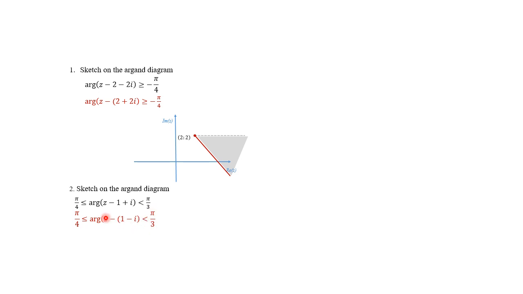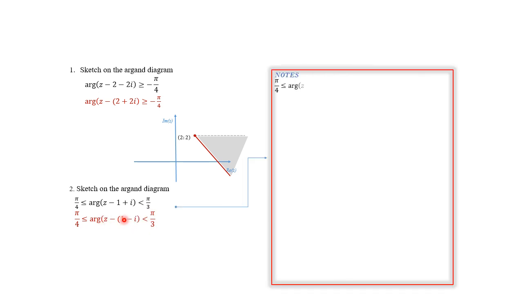All right, so we need to break this into two parts here. So pi over 4 less than or equal to arg of z minus open brackets 1 minus i close brackets less than pi over 3 can be broken into two regions here. So let's try to read from the center here. From the center we are going to have arg of z minus 1 minus i less than pi over 3, which is this part here.